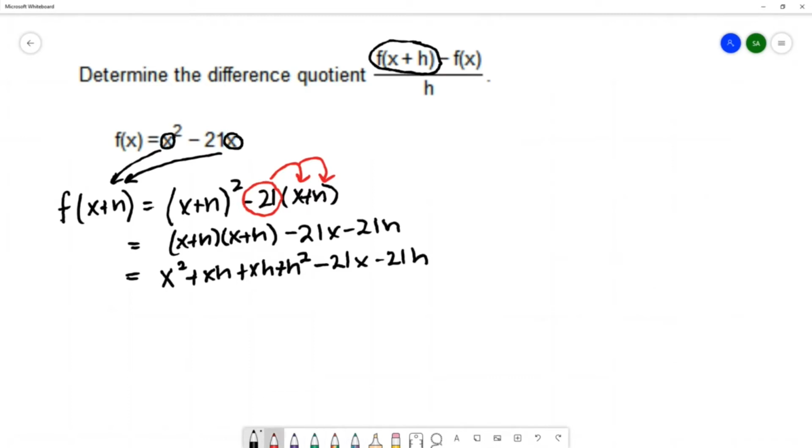I do have some like terms. xh and xh are like terms and can be combined. That's going to give me x squared plus 2xh plus h squared minus 21x minus 21h. So that's f of x plus h.